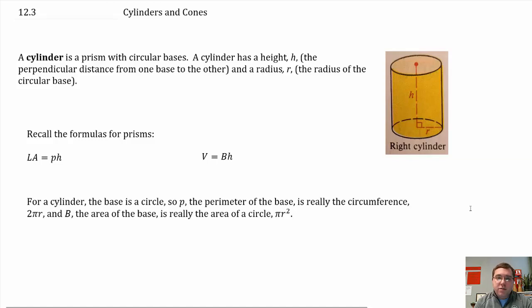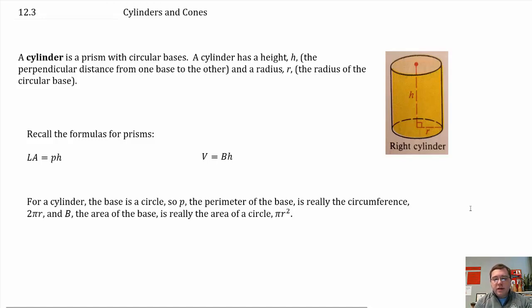This is the video on section 12.3, cylinders and cones. We already know how prisms work. A cylinder is a prism whose bases are circles rather than a triangle or a square or a rectangle or a hexagon. So we just have two circular bases that are connected vertically by a rounded edge.